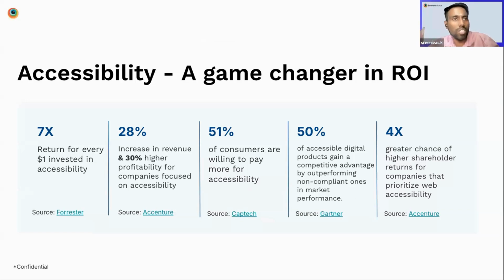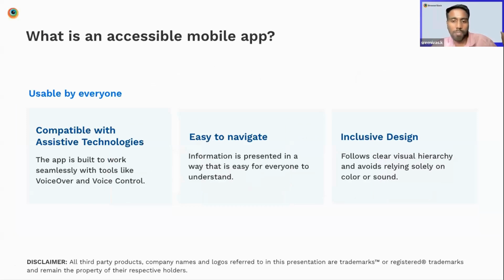We don't want to just focus on the business aspect. There are other aspects as well. So essentially, for all these reasons, accessibility is very, very important. That is the takeaway we want to leave you with. And in the second part of the discussion, we want to discuss what an accessible mobile app is. So what is an accessible mobile app?